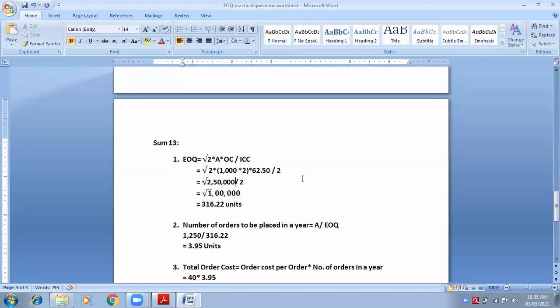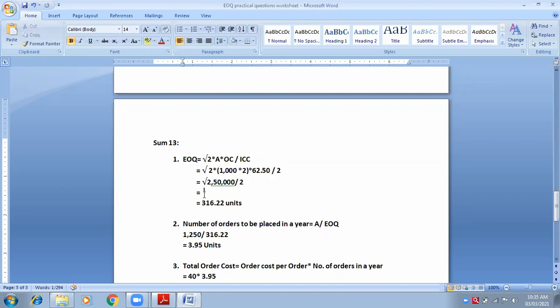So did you understand how we need to solve? First the bracket, 1000 into 2. The answer will be there in the calculator. Again into 2 into 62.50. So you will get the numerator 2,50,000. Divide by 2. You have to write the same as it is. Now you have to divide. Tell me. 1,25,000.